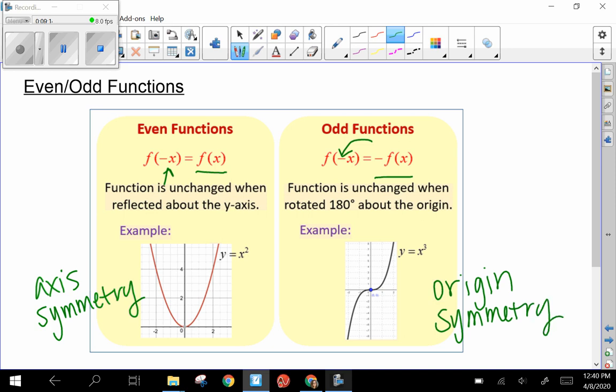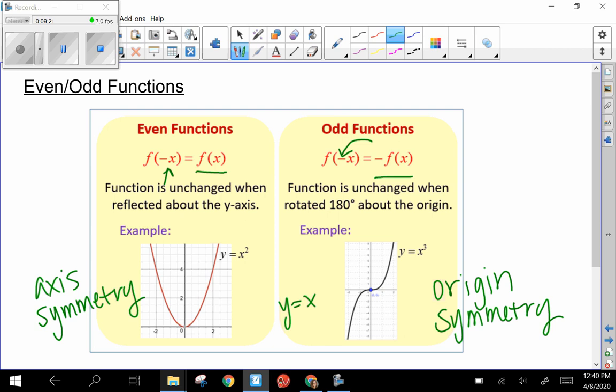Another example would be y equals x. There's a line with a slope of 1 and an intercept at 0. Those things have origin symmetry. When we plug in the opposite number for the input value, we get the opposite value for the output.